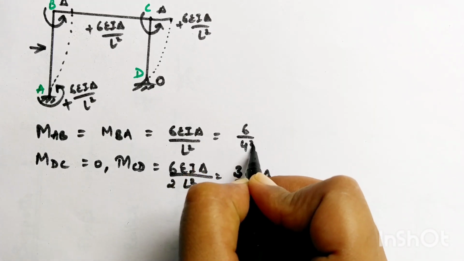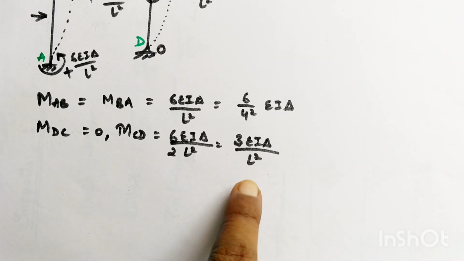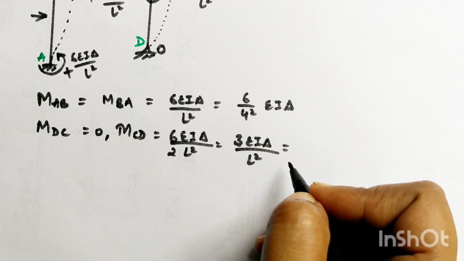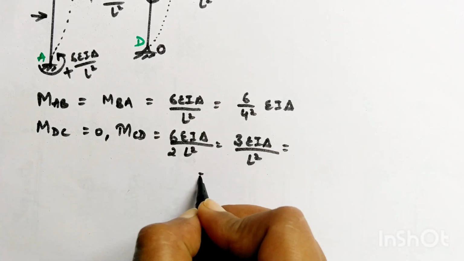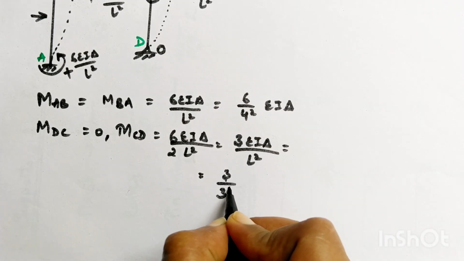So now I am just substituting the value of L here. So this is your EI delta. Similarly, for the second one also we will be substituting the value of L here, and so this one came up to be 3 by 9 EI delta.